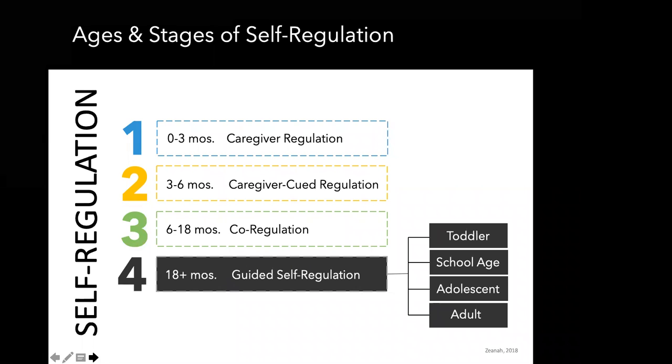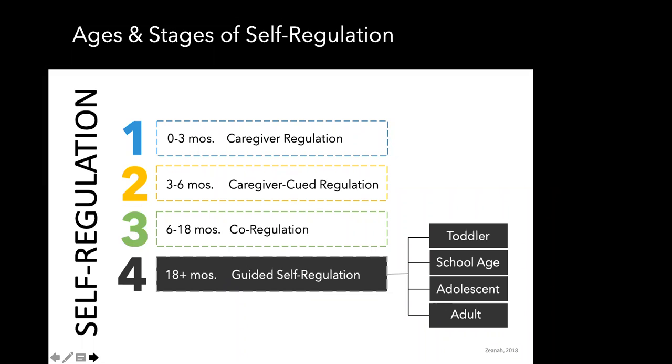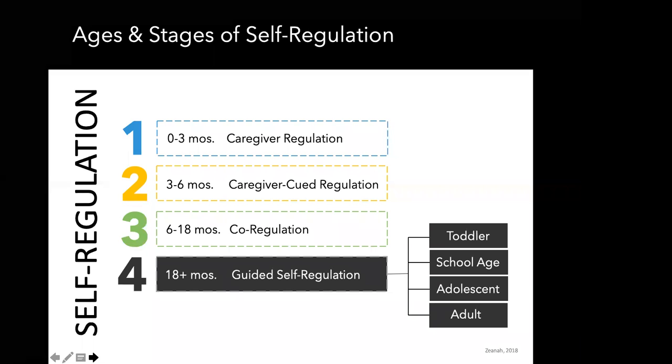From 3 to 6 months, when their developmental skills increase, they're able to coo, they're able to look, they're able to gesture a little bit. When the infant's able to participate just a little bit, they're able to give cues to their caregiver, moving up a tier into that caregiver cued regulation.